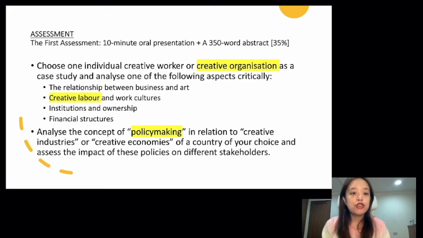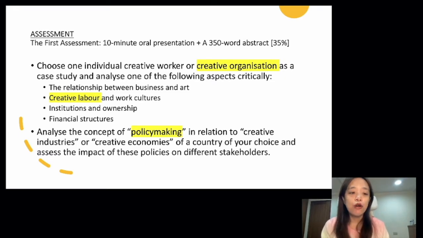The first one is to choose one individual creative worker or a creative organization as a case study and analyze one of the following aspects critically. Those are the 4 aspects you can look into. As you can see, this week we are on the second one, creative labor, and we have already covered almost all of it in the lectures. So this would be a good time for you to think about what topic you want to address and what aspect you would like to analyze.